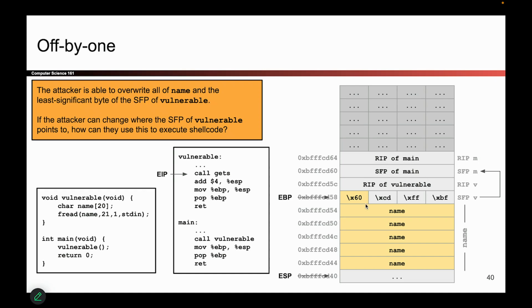So as an example, let's pretend that we could ask this program some questions. Like if we walked up to this program and we said, hey, program, where is the RIP of vulnerable? Well, how would the program find it? It would look at where its EBP is currently pointing. That's right here. And it would look 4 above that because it knows the EBP is always pointing at the SFP. And if I look 4 above that, that's where the RIP is.